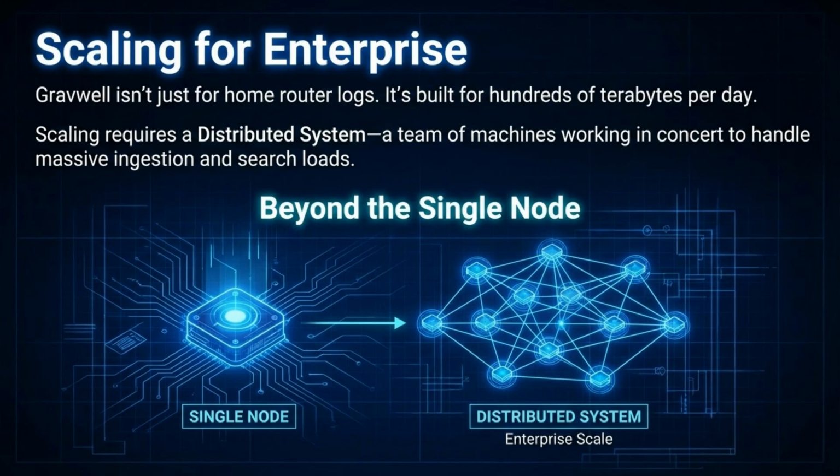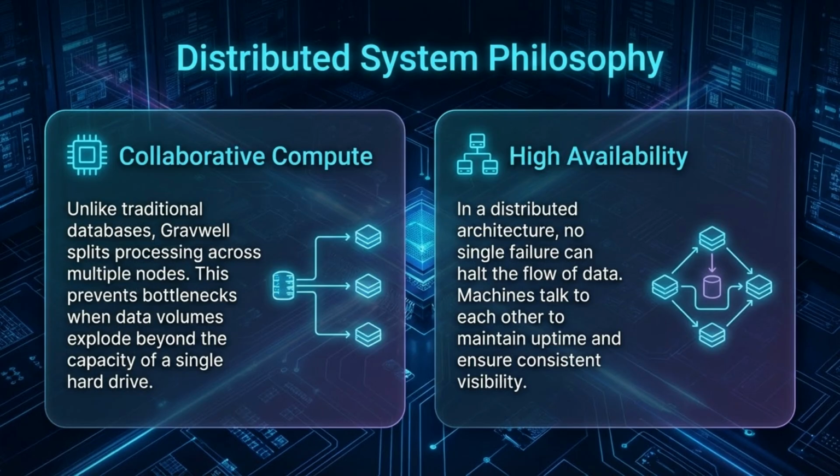Gravwell is built for enterprise scale, handling hundreds of terabytes per day. Scaling requires a distributed system, a team of machines working in concert beyond a single node. The distributed system philosophy is built on collaborative compute and high availability. This prevents bottlenecks and ensures no single failure halts the flow of data.